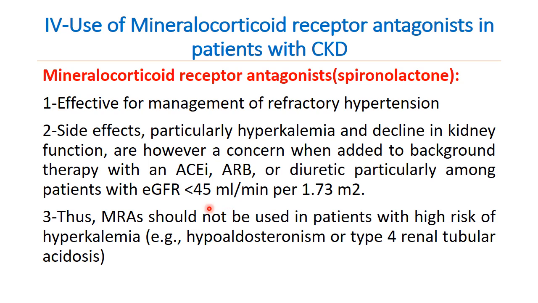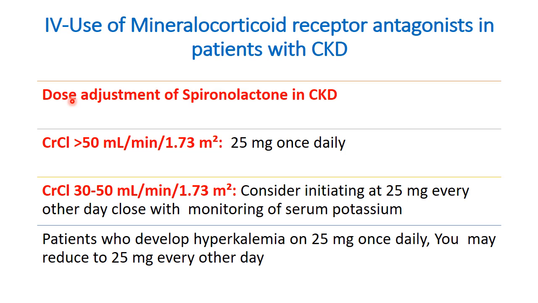Thus, MRAs shouldn't be used in patients with high risk of hyperkalemia, such as patients with hypoaldosteronism or type 4 renal tubular acidosis. You can also consider dose adjustment of spironolactone in CKD patients. If the creatinine clearance is above 50, you can give 25 mg spironolactone once daily. If the creatinine clearance is between 30 and 50, consider initiating spironolactone at 25 mg every other day with close monitoring of the serum potassium.